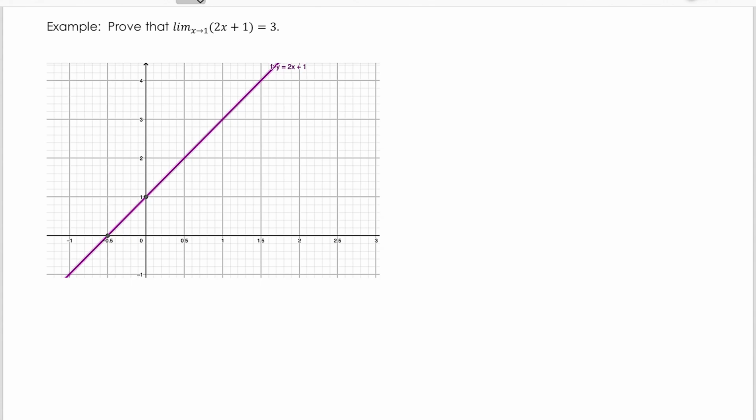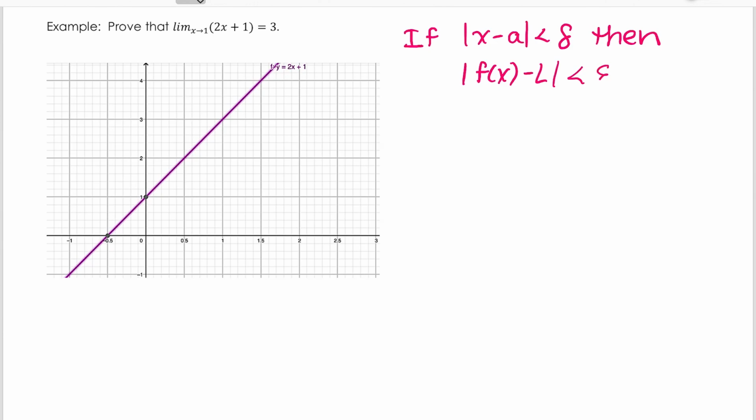So we want to prove that the limit as x approaches 1 of the function 2x plus 1 is equal to 3. So we're going to use our epsilon delta definition of a limit to prove this. What we need to prove is that if the distance between x and a is less than delta, then the distance between our function value and the limit is less than epsilon. This is what we need to prove.